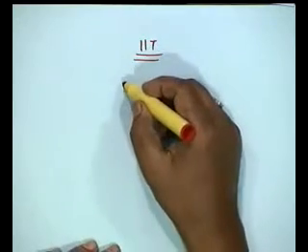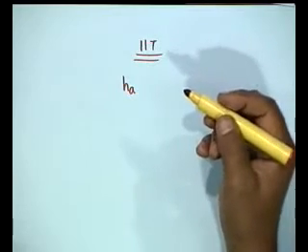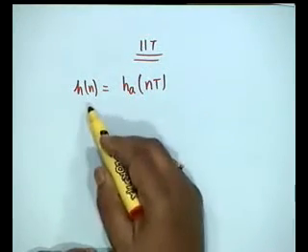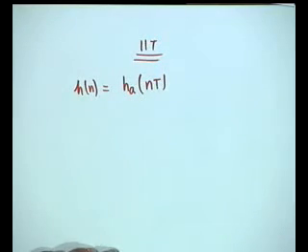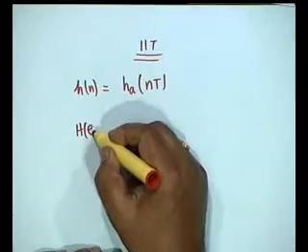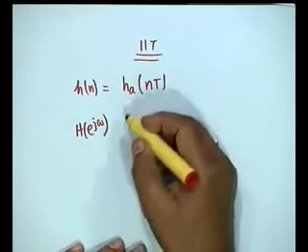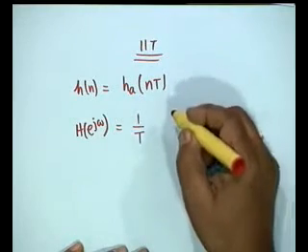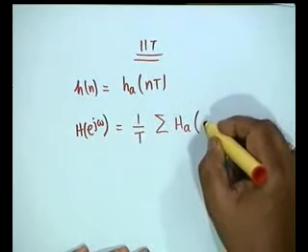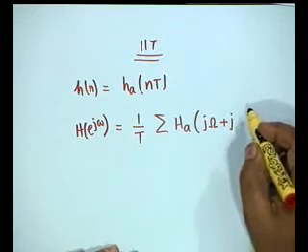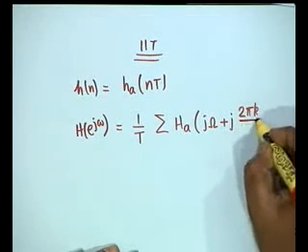But in the impulse invariant transformation, since h_A(nT) is equal to h(n), how did we obtain h(n)? We sampled the impulse response of the analog filter. Therefore, the frequency response of the digital filter shall be simply the summation of the frequency responses of the analog filter shifted by the sampling frequency. We have already derived this. This is equal to the summation of 1 by T, if you remember, H_a of j omega plus j 2 pi k by T.